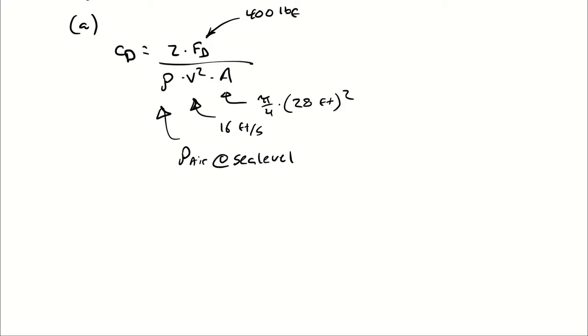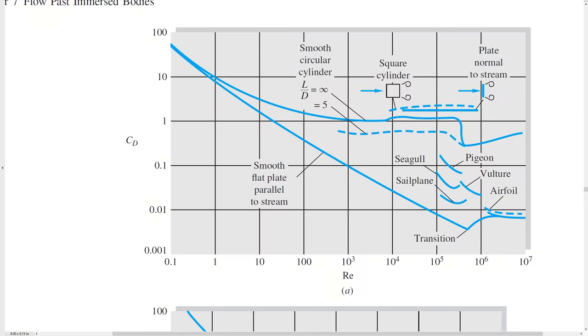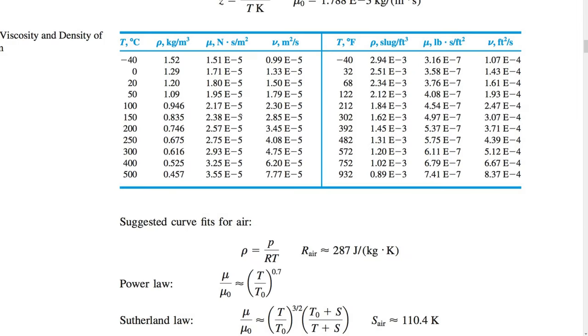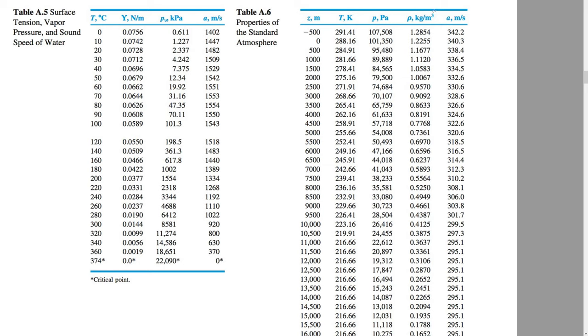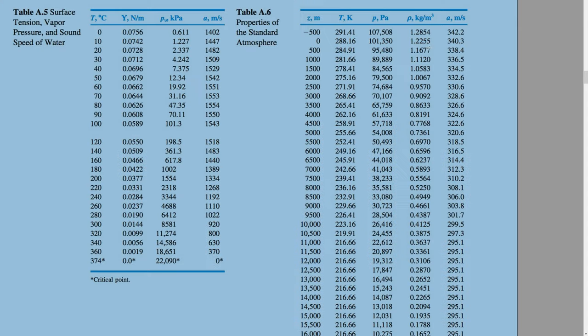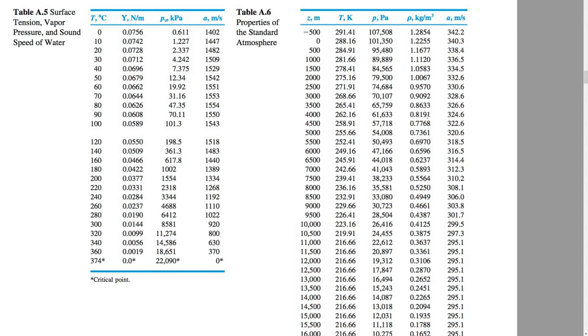For the density of air at sea level, we could use the properties on table A2, but we also have a table that is just the properties of air at different elevations. That's table A6. On table A6, we have, among other things, the density of air at different elevations. So atmospheric air at an elevation of 0, which is going to be sea level, will have a density of 1.2255 kilograms per cubic meter. This is useful because if we were considering what the terminal velocity would be at other elevations, we could use a different density.